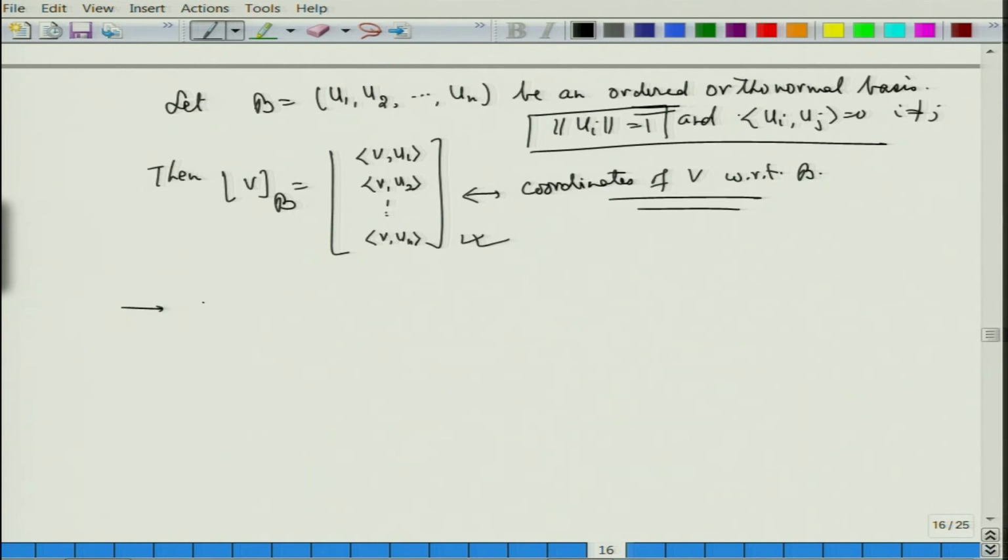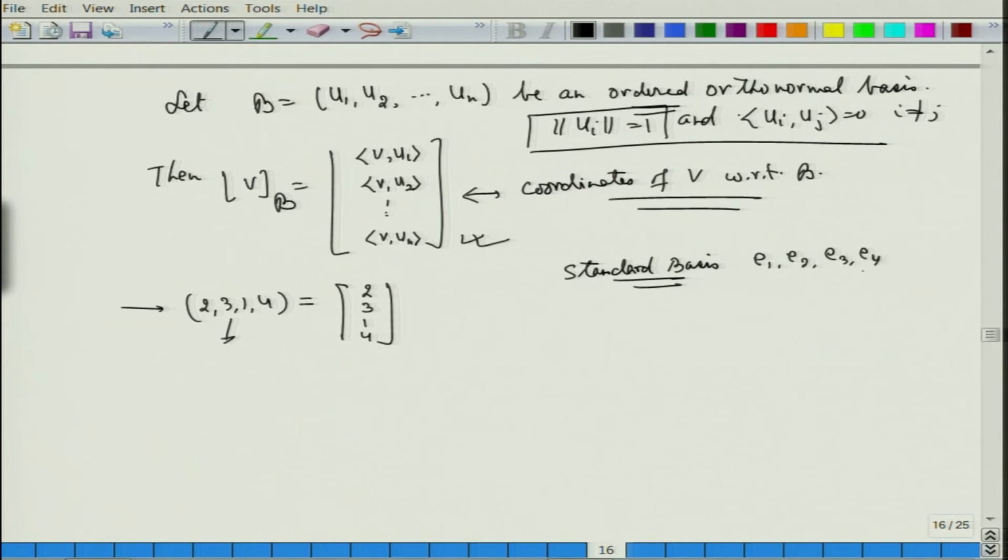So let me just write it. So if I am writing the vector, say 2, 3, 1, 4, this is with respect to the standard basis. Let me write it, a standard basis. What is the standard basis? E1, E2, E3 and E4, they are the standard basis. So if I look at the standard basis as my, say, A here, then this with respect to A is basically B. Why is it this?